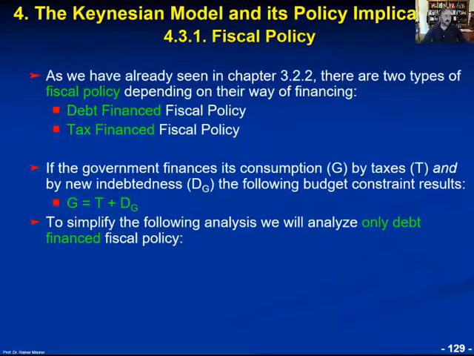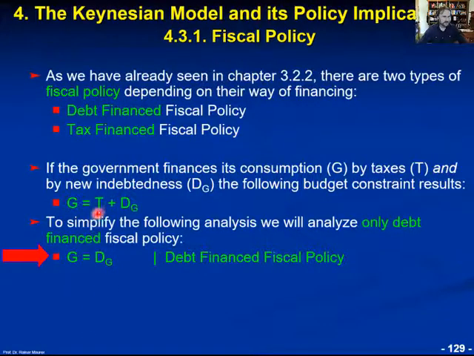To simplify the following analysis, we will analyze only debt-financed fiscal policy. So we assume that government tax income is zero, such that total government consumption expenditure has to be financed with debt which the government borrows on the capital market.